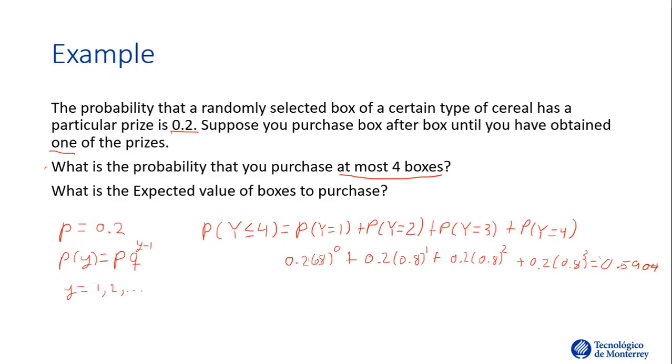The second part of the exercise, about the expected value of boxes to purchase, must be done by hand. Minitab does not have the different expected values and variances, and we need to use the formulas. The expected value of a random variable that follows a geometric distribution is given, as our formula said, by 1 divided by p. That is 1 divided by 0.2, which gives us an expected value of 5 trials to find our first box with a prize.